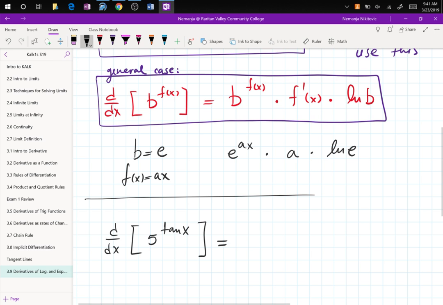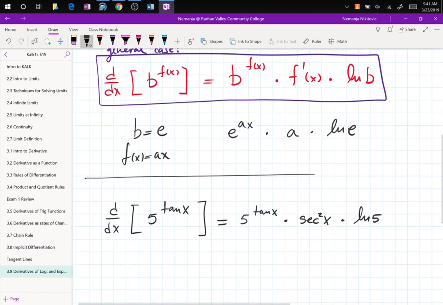Well, your b is 5, your f of x is tangent, so you just write out the right-hand side. It's going to be 5 tangent x times the derivative of tangent, which is secant squared x, times ln 5. And problem done. For this particular case, you either know the formula or you don't. You can't make this up.